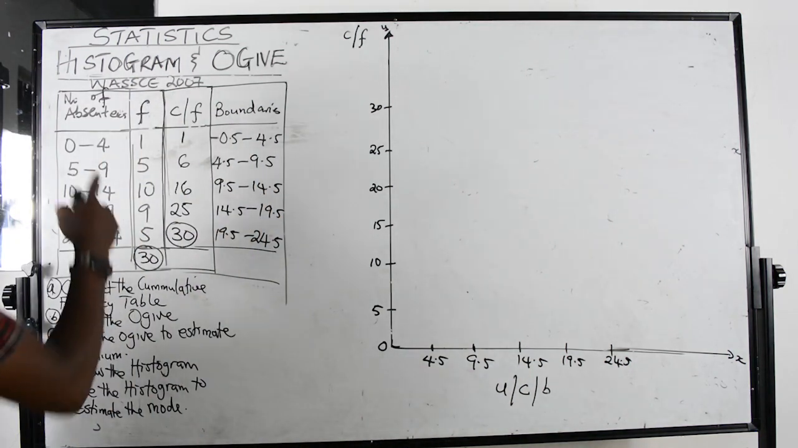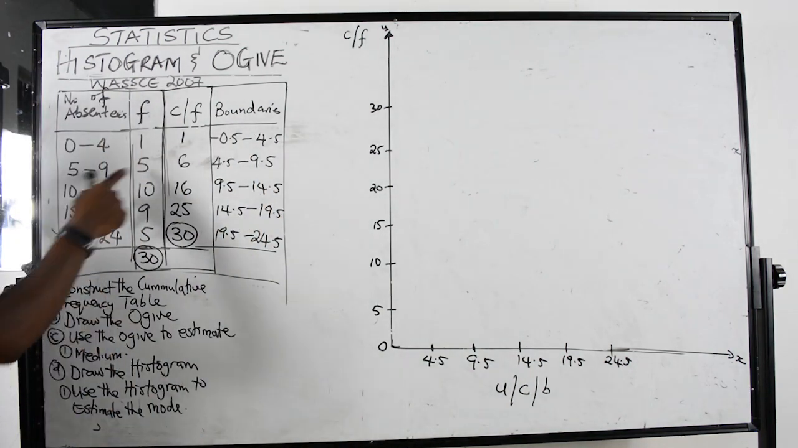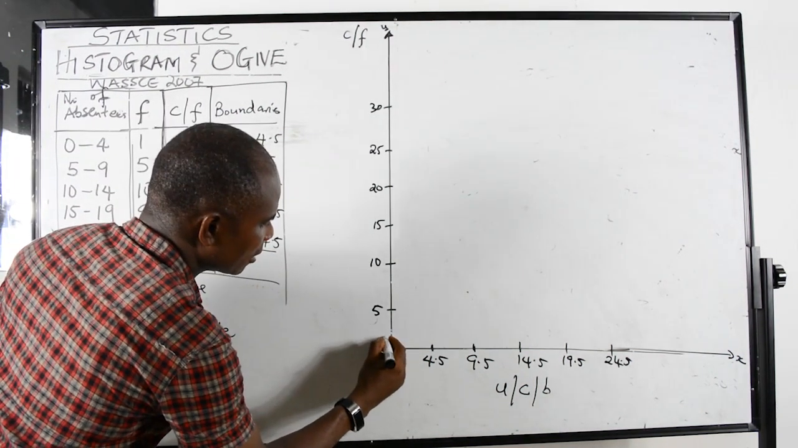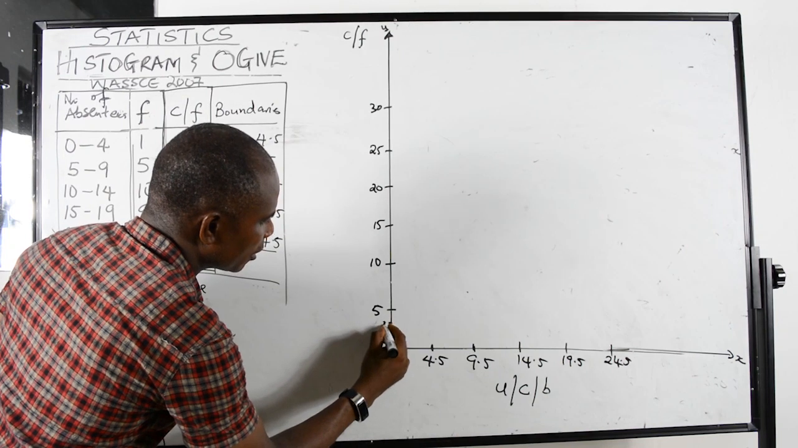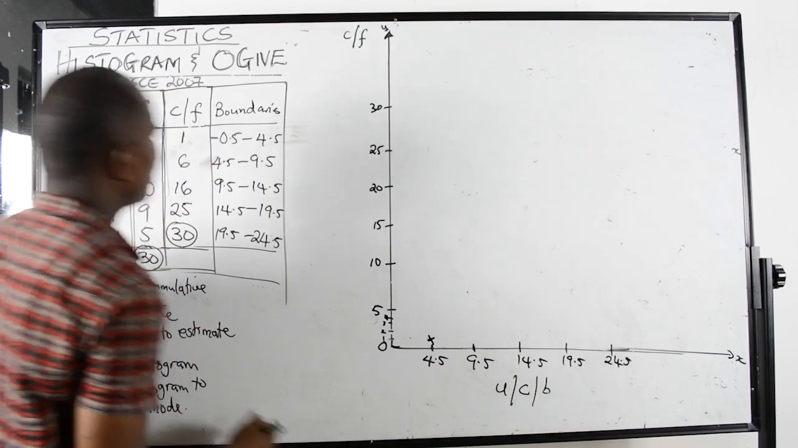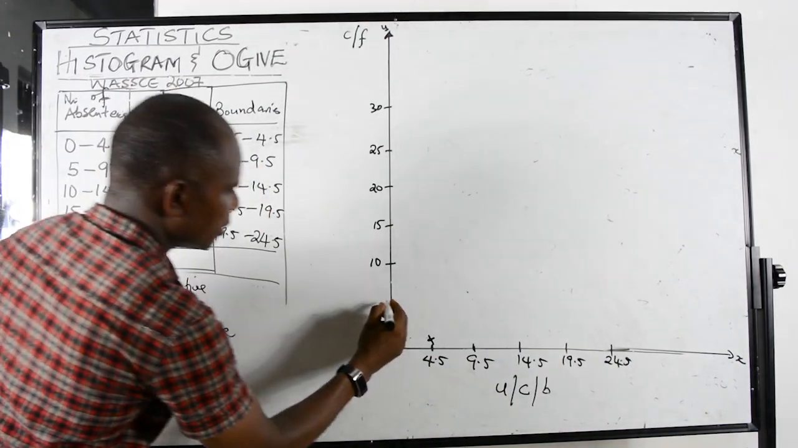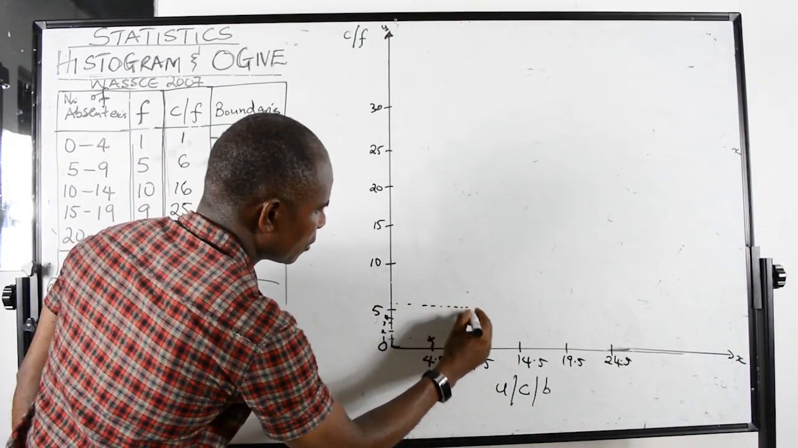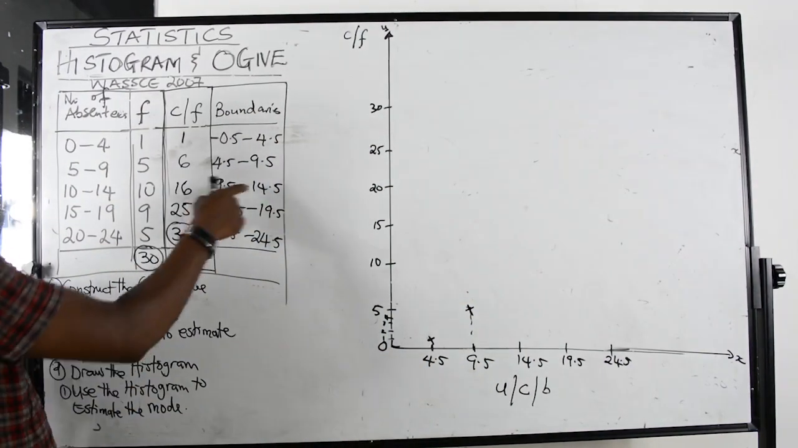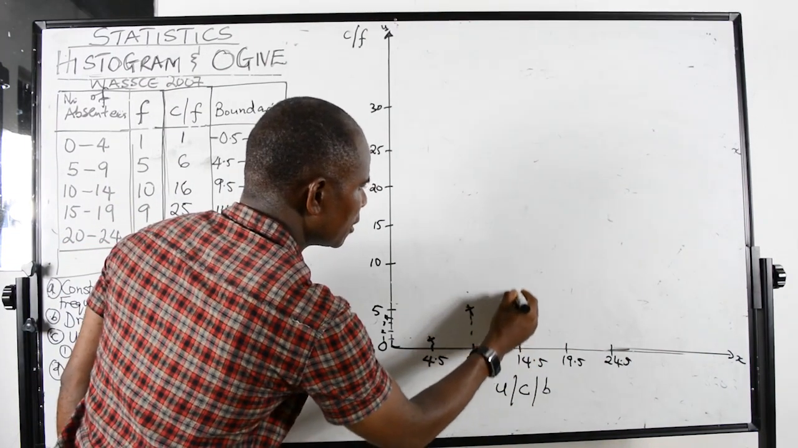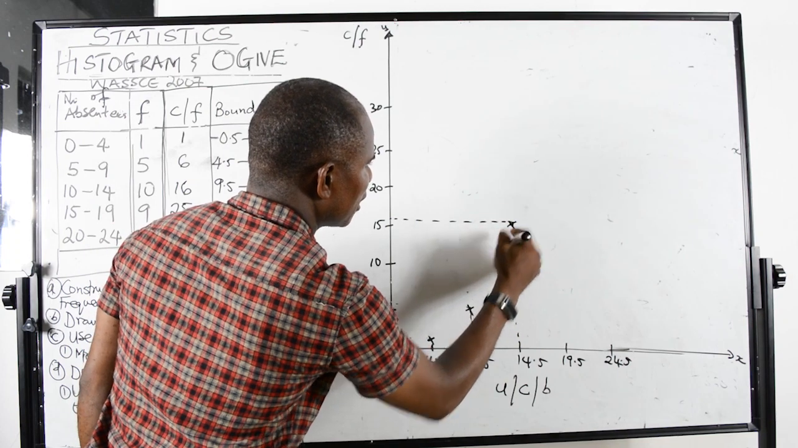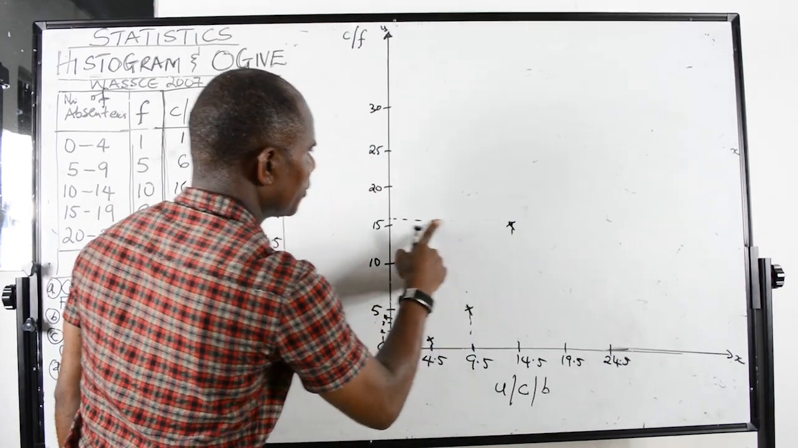So now I can draw a curve. It's a curve I'm drawing, so 1 corresponds to 4.5. So this is 1, this is 2, 3, and 4, then 5. So 1 corresponds to 4.5, that's it here, and 9.5 corresponds to 6, somewhere here. Then 14.5 corresponds to 16, somewhere here. It's just for me to locate that point.